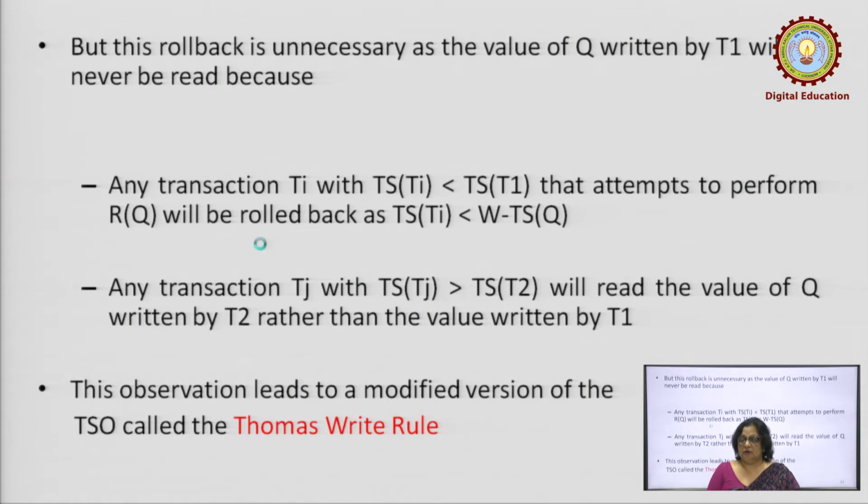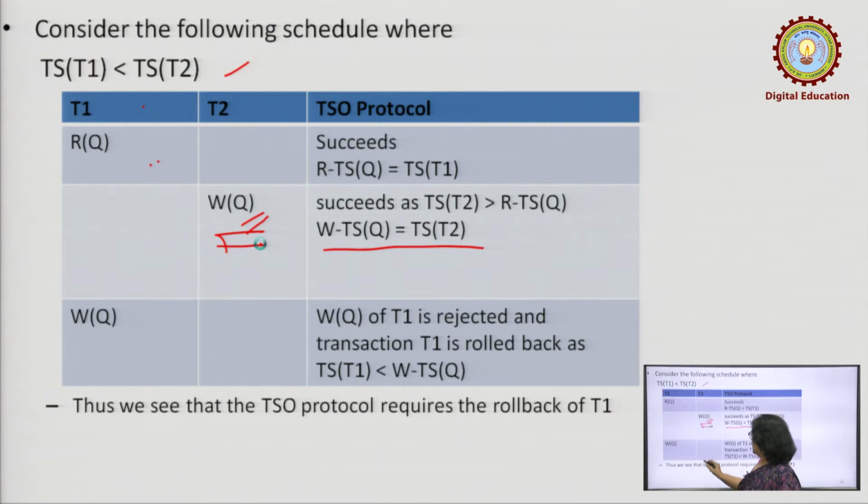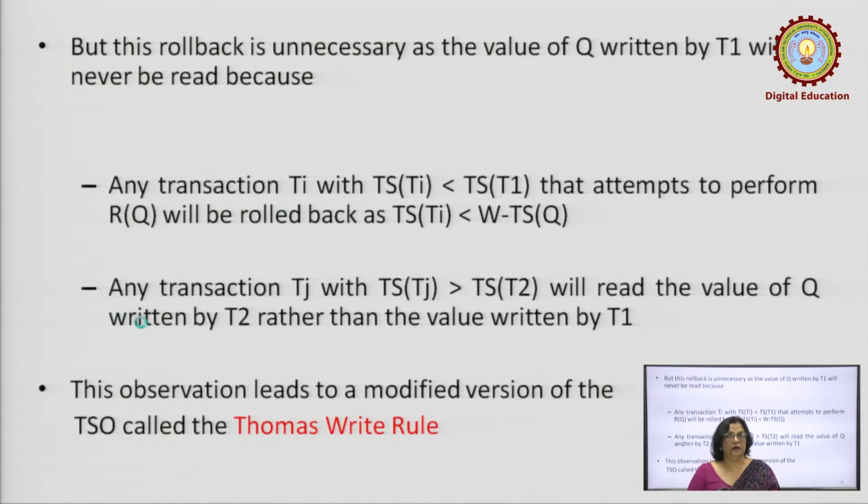But also we observe that this rollback, that is the rollback of WQ over here, was not necessary because the value of Q which is written by T1 will never be read.